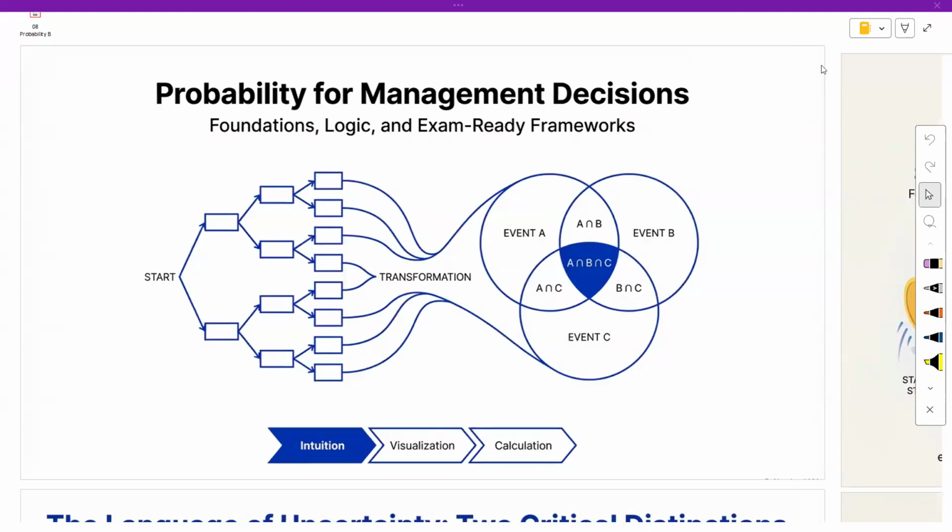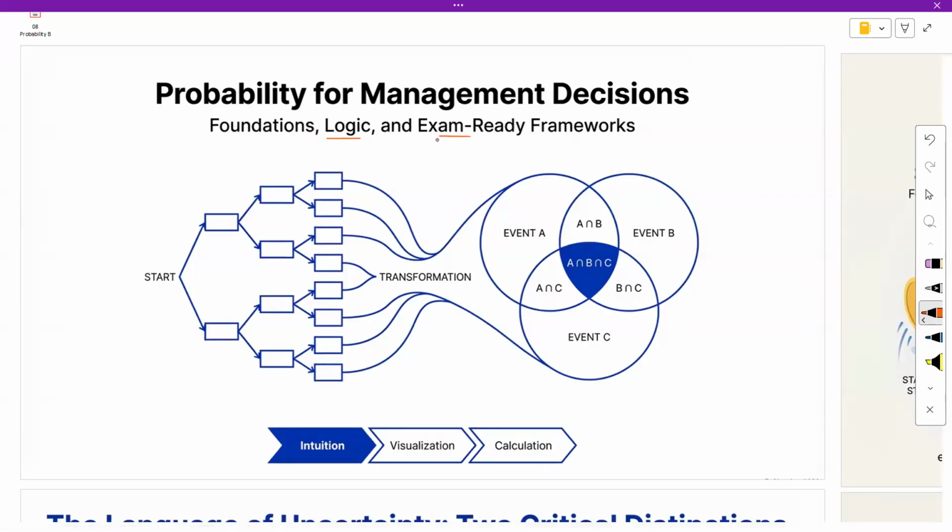Right. Today we are going to discuss the second session of probability. In the last class, we discussed the foundation of probability, how to calculate probability. Now we move to the second session, that is probability for decision making. Here we will discuss some of the foundational concepts and logic behind probability and how we prepare for the exams, with some tricks.